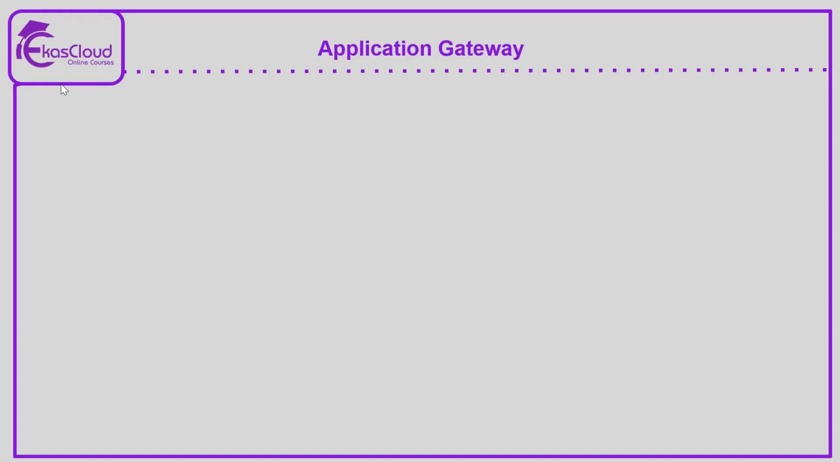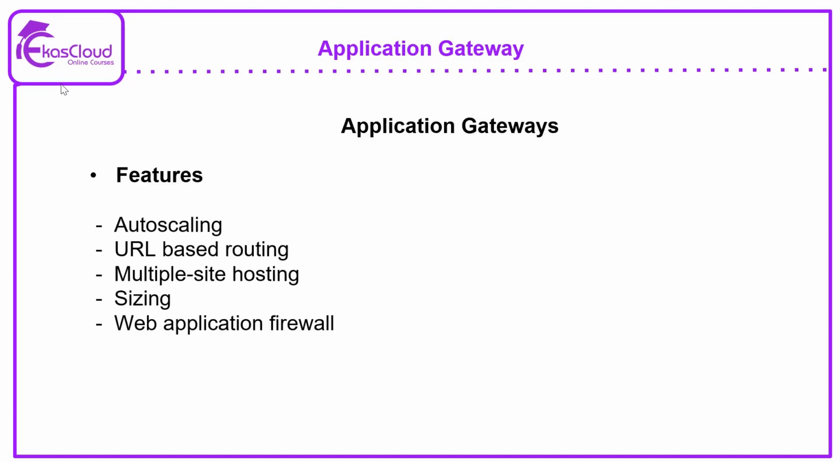Today we will understand Azure Application Gateway and then we will see how to configure it in Azure. So Application Gateway is basically a web traffic load balancer which helps you to manage the incoming traffic to your web applications. Application gateways are used extensively in Azure because they offer several features.